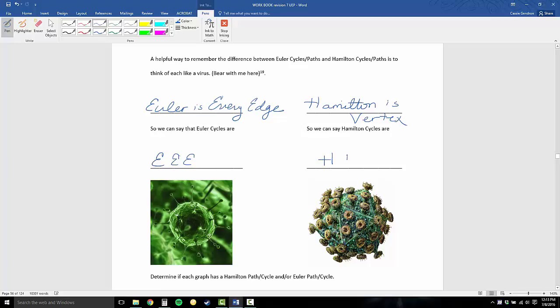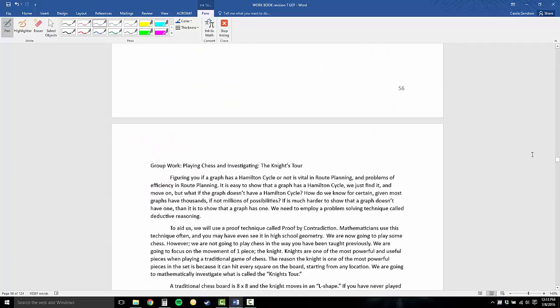Or it could be the HIV virus, or the HIV. This is a picture of HIV. This is a picture of triple E. These are not ways I expect you to remember them, but it's just a helpful way.